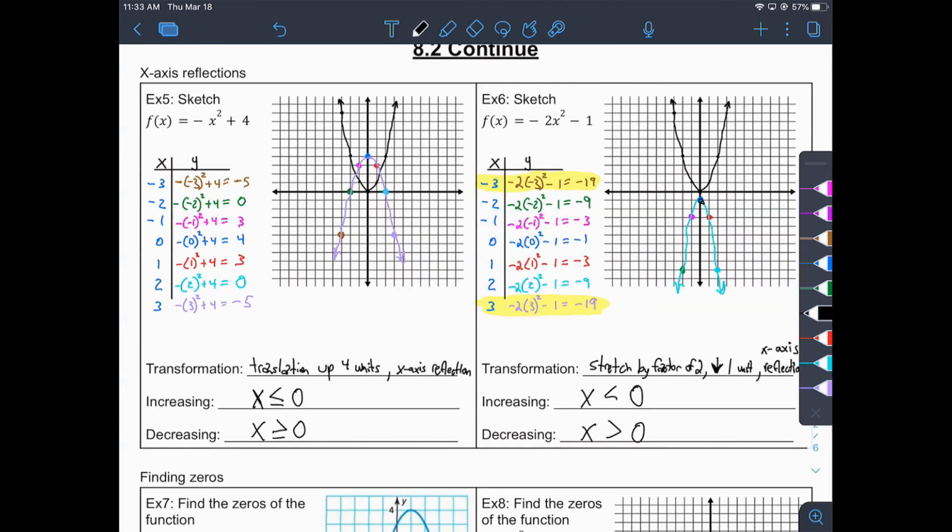All right. So highlights from this one. X-axis reflection, reflecting over the x-axis, happens when the a value has a negative in front. And that is the key piece to this lesson.